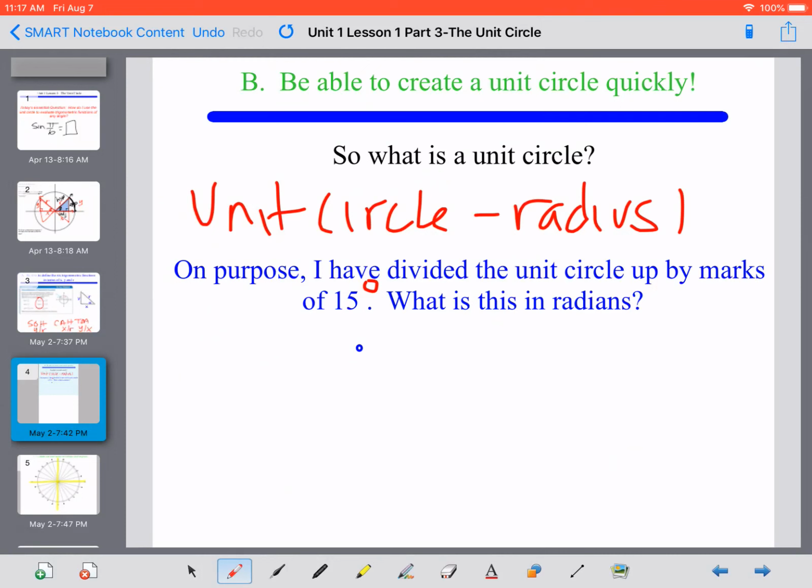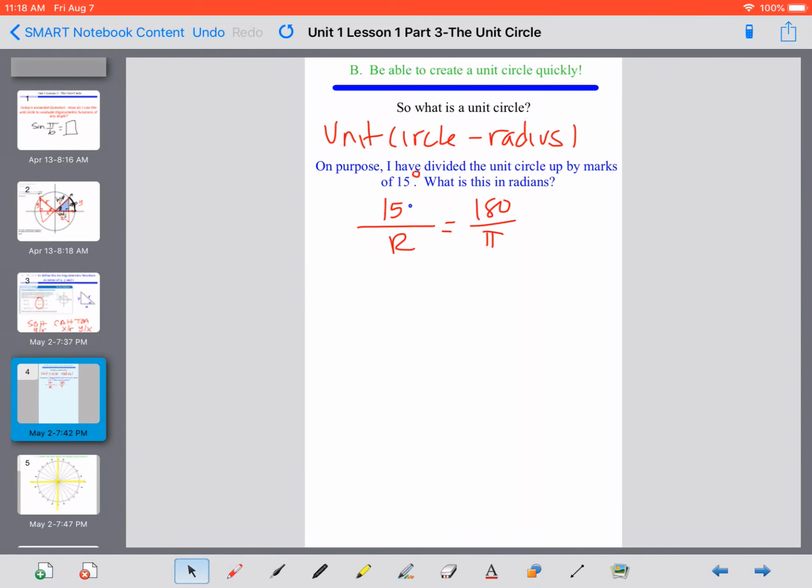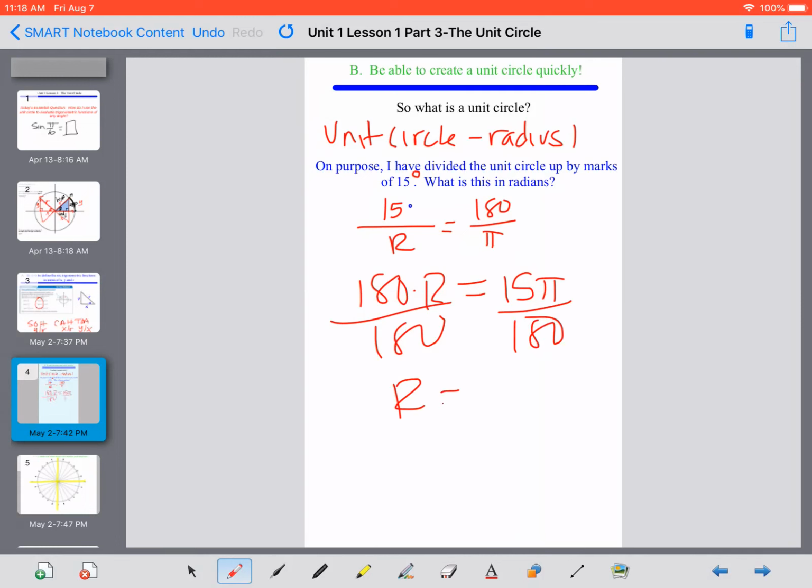Well, we know that 15 degrees over radians, if I do this by proportion, would be equal to 180 degrees over pi. So when we do some cross product work, I get 180 times radians equals 15 pi. Divide both sides by 180. And if you reduce 15 over 180, you get pi over 12. So a 15-degree increment is equivalent to pi over 12.